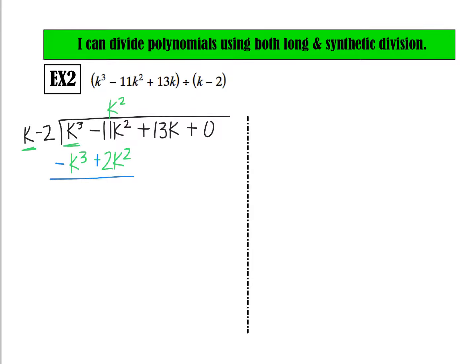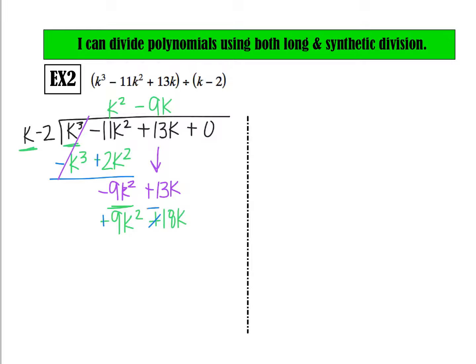So k to the third minus k to the third cancels, which is what we wanted, and negative 11k squared plus 2k squared is negative 9k squared, and then we bring down the 13k, and we start all over. All right, how do I make k look like negative 9k squared? Well, I'm going to multiply it by negative 9k, and then I'm going to distribute, and so negative 9k times k is negative 9k squared, and negative 9k times negative 2 is a positive 18k.